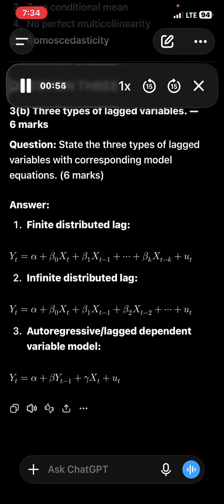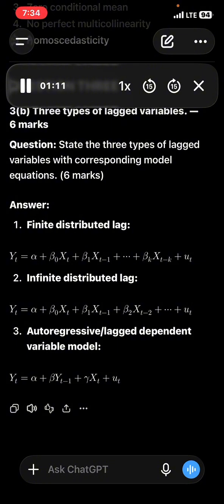1A(iv), define disturbances. Question, define disturbances. 2 marks. Answer. A disturbance is a random term in an econometric model that represents the effects of factors affecting the dependent variable which are not explicitly included in the model.